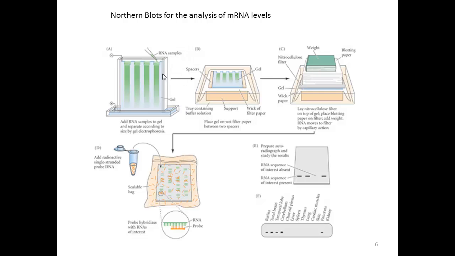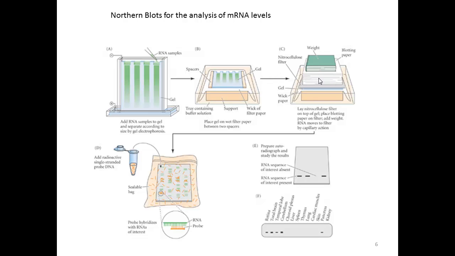So after the RNA has been electrophoretically separated, we will turn off the voltage, lay the gel on its side, and put a nitrocellulose piece of plastic. This is a positively charged plastic, which the negatively charged RNA will be attracted to.